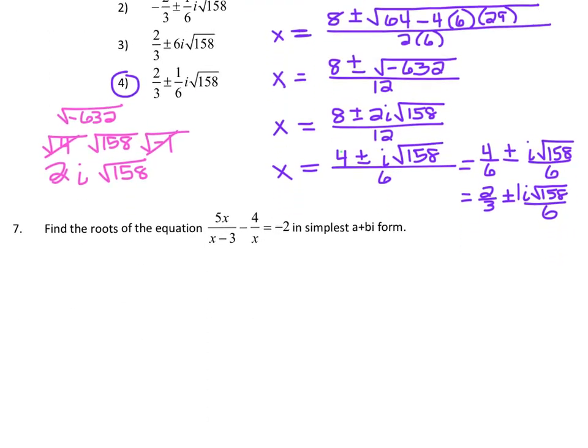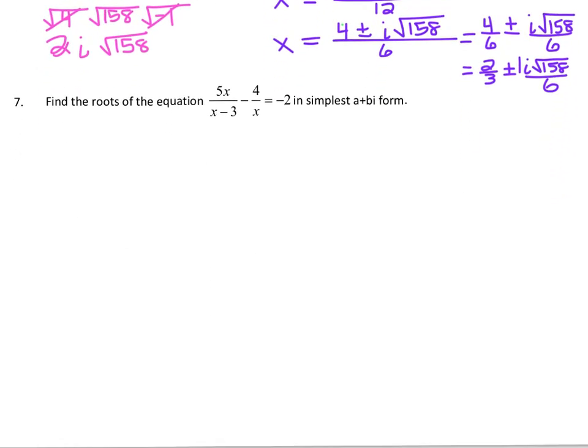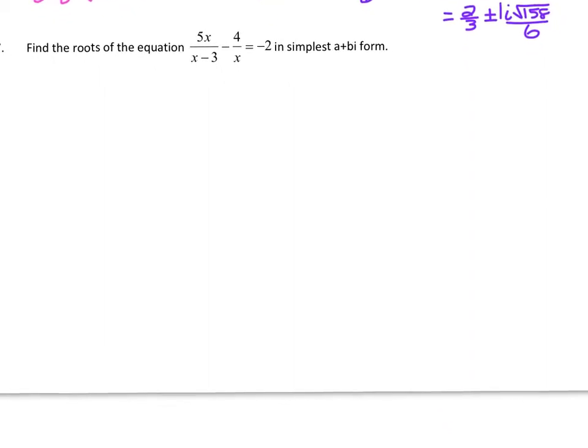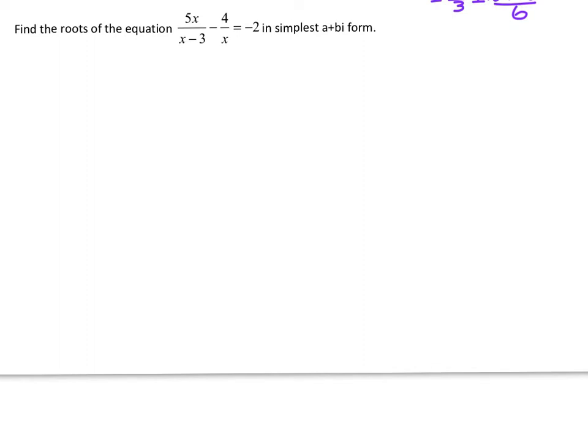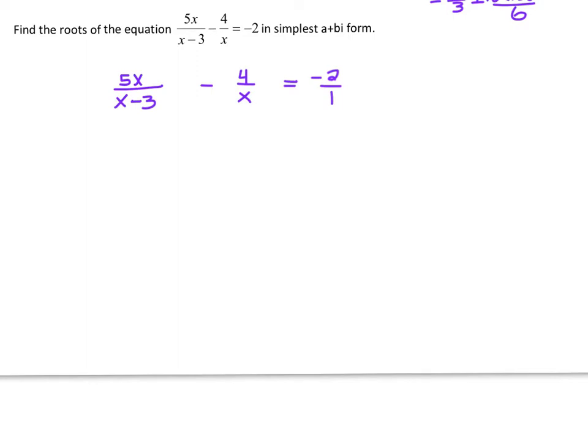All right, so now the next one, number 7, same directions, except it's not multiple choice. They want us to basically solve this equation, find the roots. And they're telling us to write our answer in simplest a plus bi form. So I first rewrote the equation to give myself a little bit more room. And also, if you notice, since these were fractions, I took the -2 and put it over 1 to make that a fraction too. Because when you're solving a fractional equation, the first thing you want to do is find a common denominator.